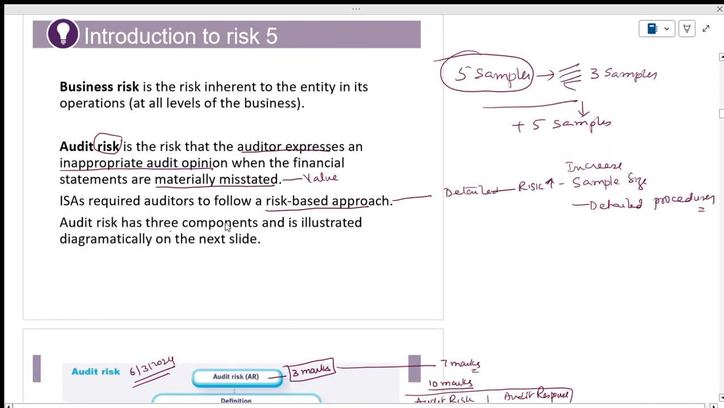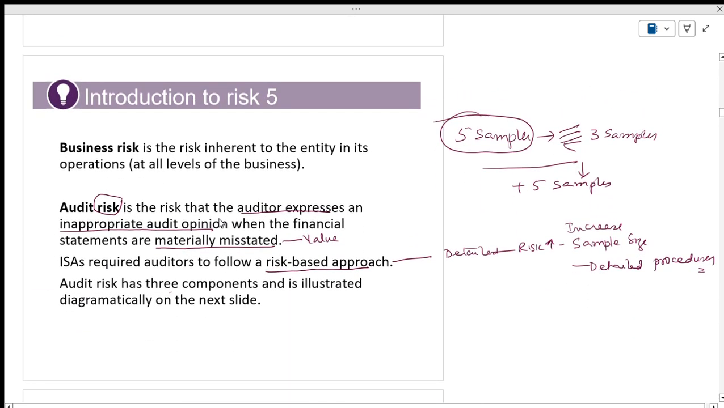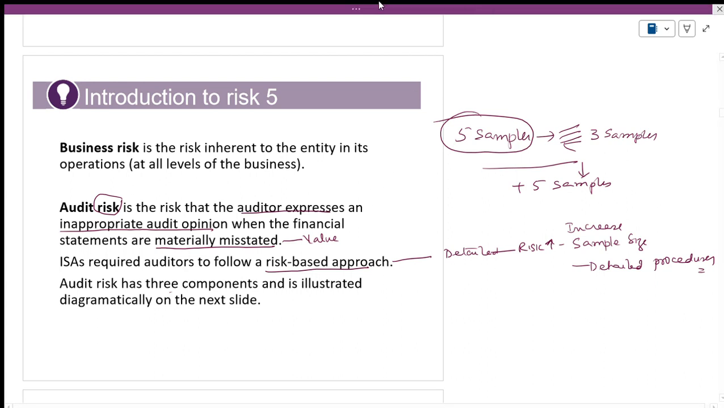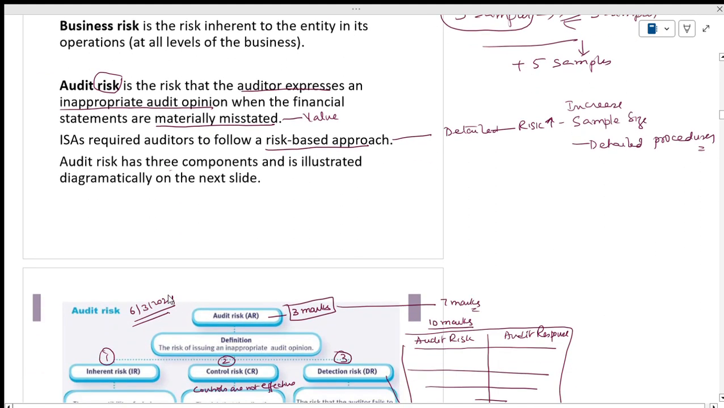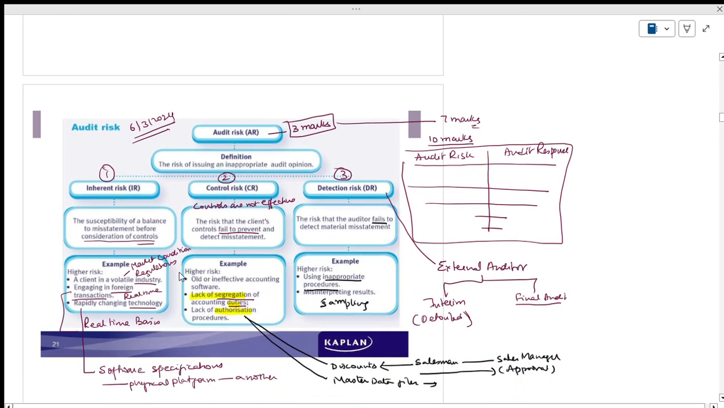Now we have the business risk, but we will not cover business risk that much. Very few instances come across with respect to it. We will focus entirely on the audit risk. What does the audit risk say? If we consider the risk-based approach, if the risk is high, the audit risk is going to have its impact on the audit procedures. Inherent risk, control risk, and detection risk.